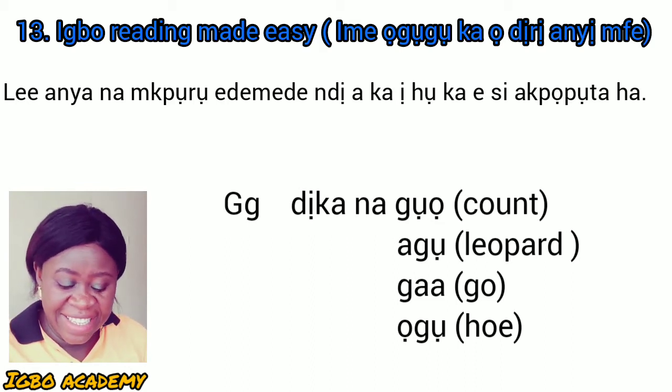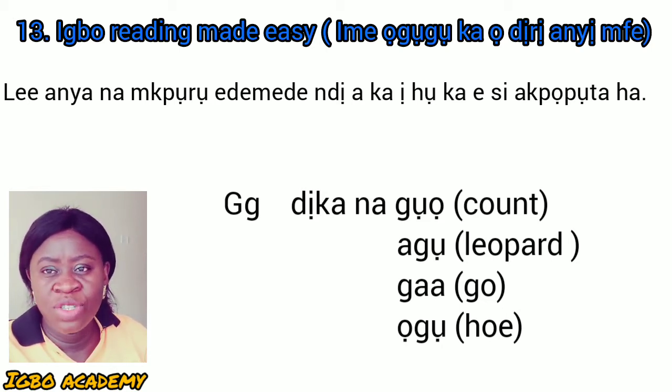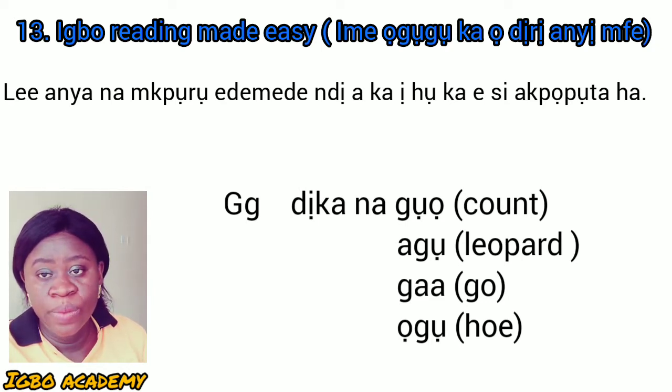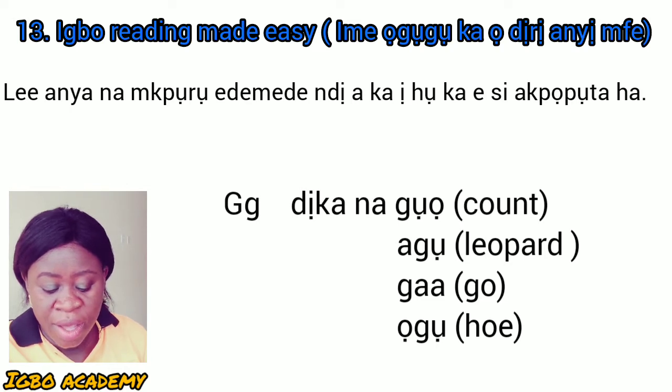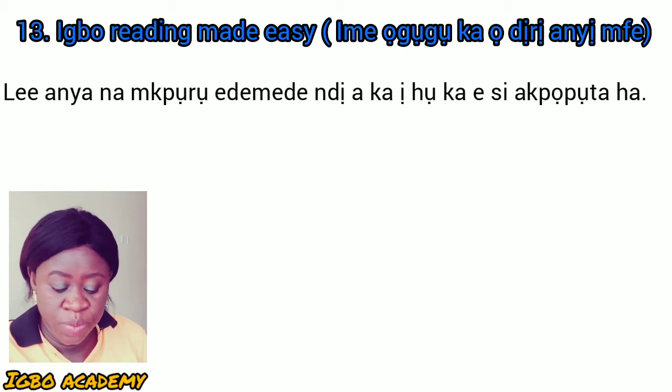G as in Ga. Ga means to go. Gụọ means to count. Agụ means leopard. Ọgụ means hoe. Ga, go. Gụọ, count. Agụ, leopard, and ọgụ, hoe.